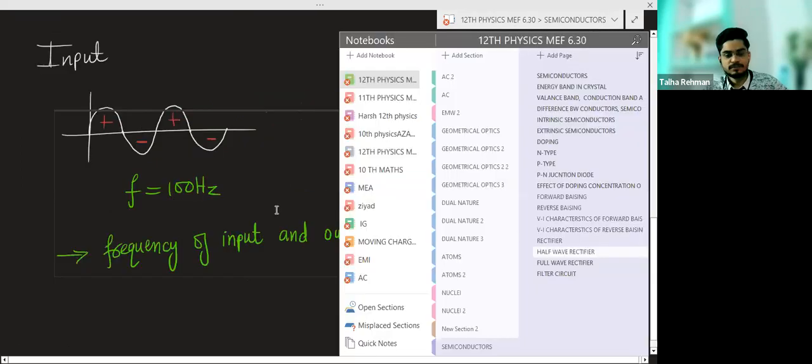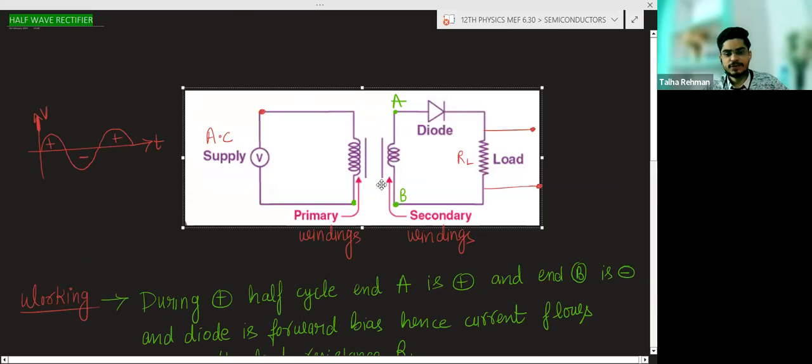This is very easy. This is a figure of the half wave rectifier. This is the primary winding and this is the secondary winding. The primary winding is supplied with an AC source. With two windings, mutual induction will take place, so the voltage here can be represented like this: positive half cycle, negative half cycle, positive half cycle.